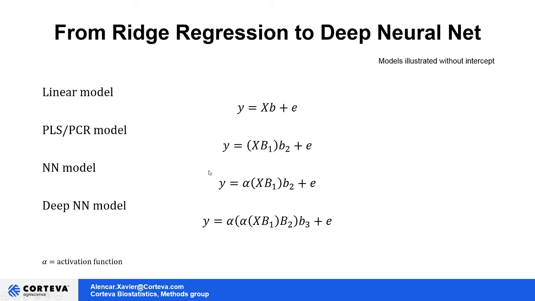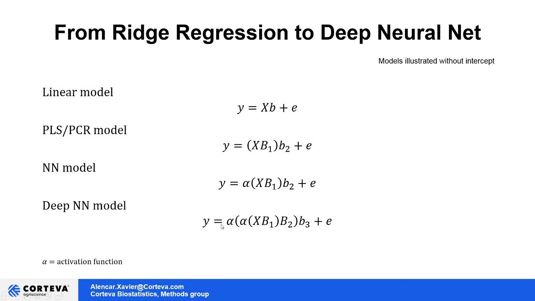In a single layer neural network, the way it differs from partial least squares or PCR is that you have this activation function that makes your eigenvectors non-linear. So basically, you do xb and you get your eigenvectors. Up to this point they are linear, but then you apply this non-linear function, your activation function, and those non-linear eigenvectors are multiplied by the regression coefficients beta 2, and then you get your fitted values.